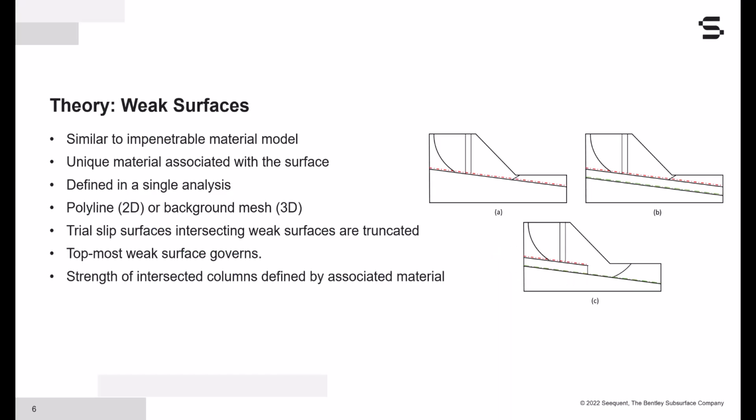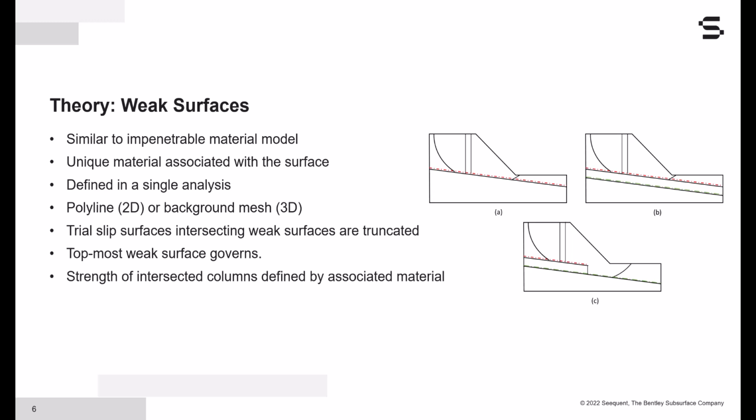Weak surfaces can be used to represent a weak zone or interface in soil and rock. A weak surface could be used, for example, to represent the strength of a single discontinuity, a shear zone at residual strength, or an interface along a geomembrane. This video covers weak surfaces in 2D.